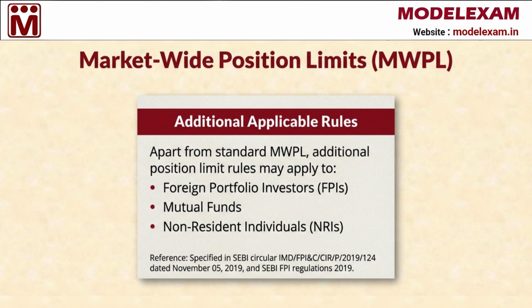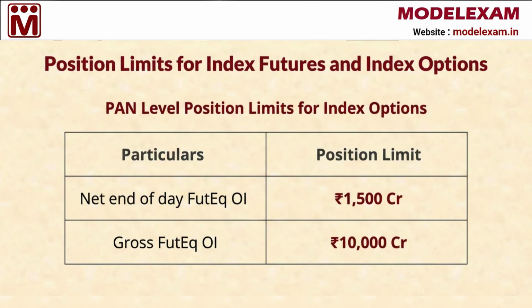These specific regulations and restrictions are carefully detailed in a SEBI circular dated November 5th, 2019, as well as the SEBI Foreign Portfolio Investor Regulations of 2019. Let us dive back into the index side of things and look at limits based on a person's permanent account number. For index options, there are specific limits at this level. Your net open interest for equity futures at the end of the day cannot exceed rupees 1,500 crores. Additionally, your absolute gross open interest for equity futures is capped at rupees 10,000 crores.